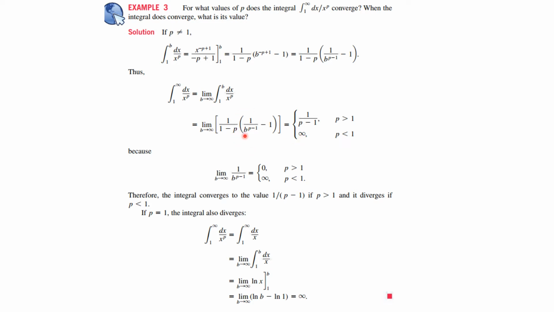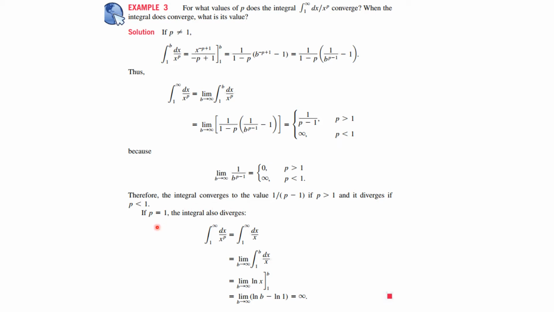Take the limit as b goes to infinity. This part will go to 0 if p is greater than 1. And so that means this is minus 1 times that, and you switch the denominator around and you get that. So that is what we get if p is bigger than 1. If p is less than 1, then this is b to a negative number, which makes it in the numerator, and it becomes infinite. Therefore, the integral converges to this value if p is greater than 1, and it diverges if p is less than 1.